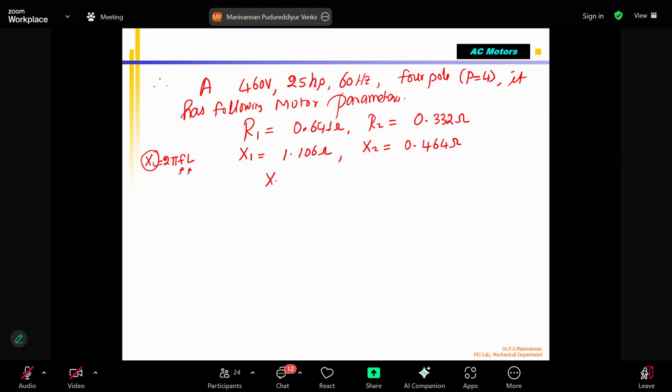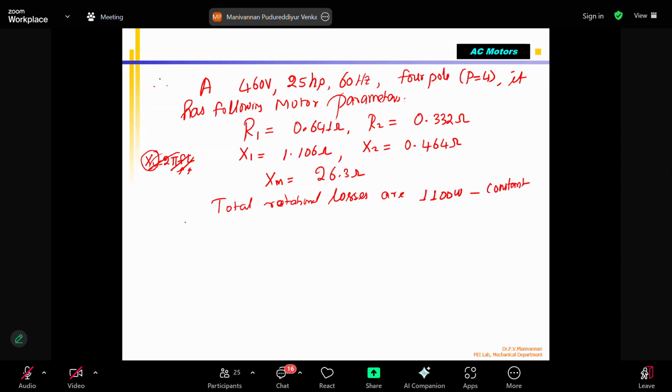And XM, magnetizing reactance, already we saw in the equivalent circuit, the magnetizing reactance is 26.3 ohms. These are the parameters given. Then additionally, what they give is the other losses, the total rotational losses. Rotational losses are 1100 watts, and they say that these losses are constant losses. It is not going to vary depending upon motor speed or any other parameter variation. These are constant losses.